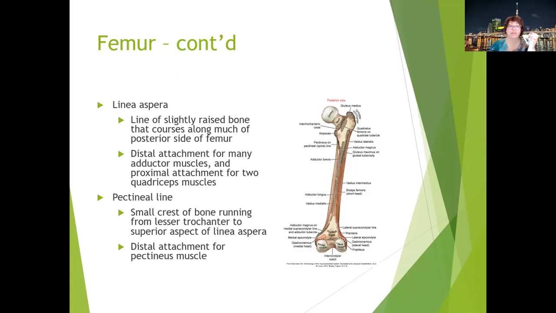And the adductors are attached to it, and the vastus medialis and lateralis are attached to it. So you can't find that with your fingers. There's too much muscle over it. However, on a bony model, you can't not find it.